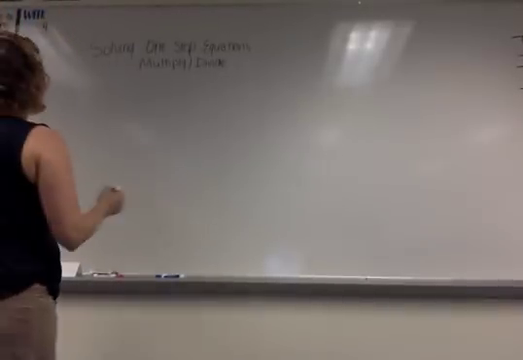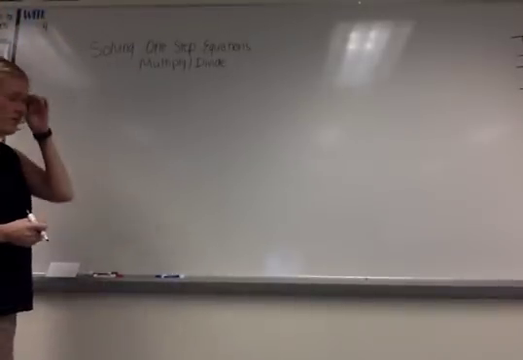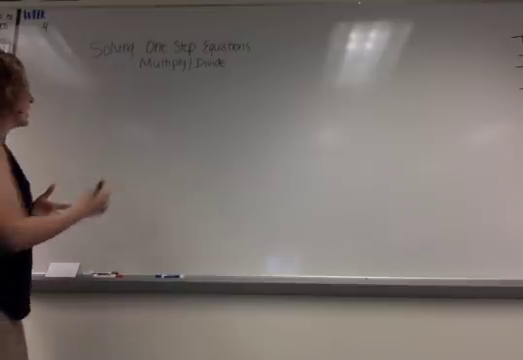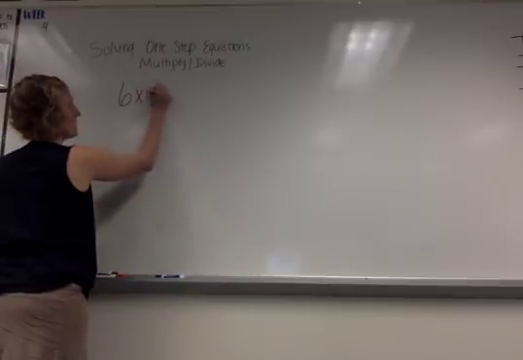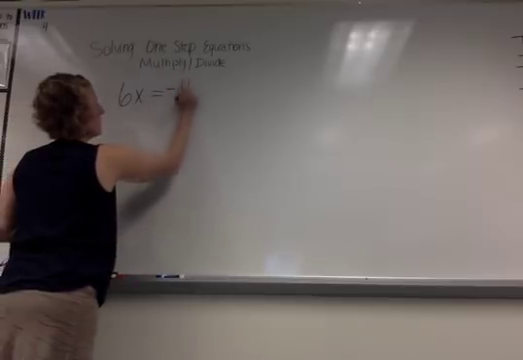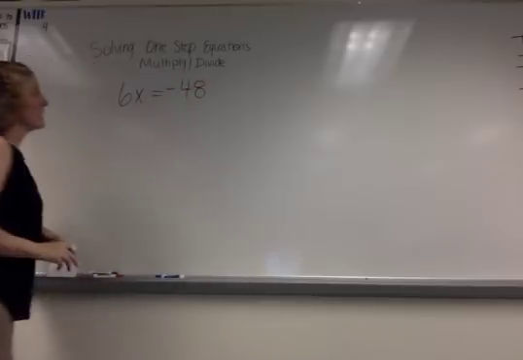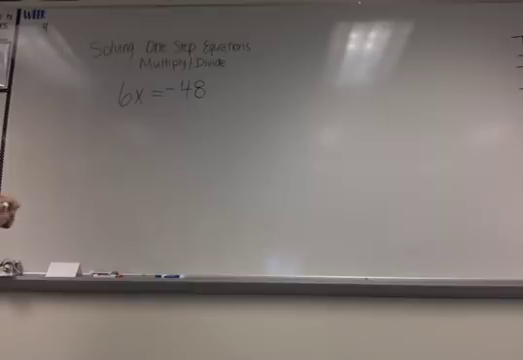So, solving one-step equations by multiplying and dividing. Just like you did yesterday, you're going to try to find the value of x that makes a statement true. So you have this first example, 6x equals negative 48.